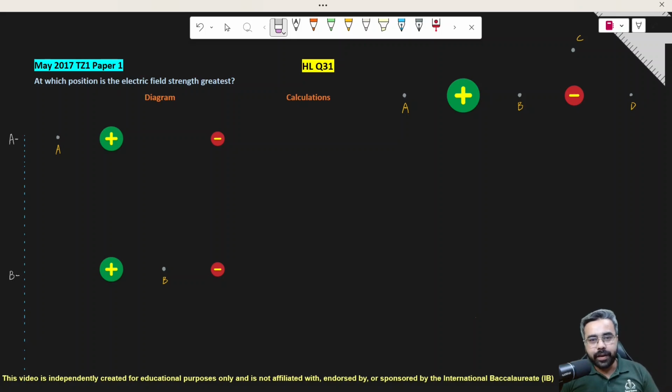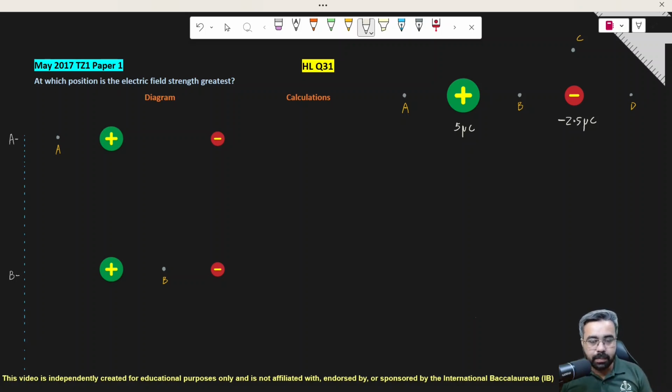Electric fields and the other fields are completely invisible. For this reason, IB examiners always love to give this type of question where you have to compute and determine the position where the field strength is maximum or minimum. So in this question, as you see, we are given two charges, negative 5 microcoulomb and negative 2.5 microcoulomb. Both are static charges, so both will create their own electric field strength. So we have to determine at what position, A, B, C, or D, the field strength is maximum.